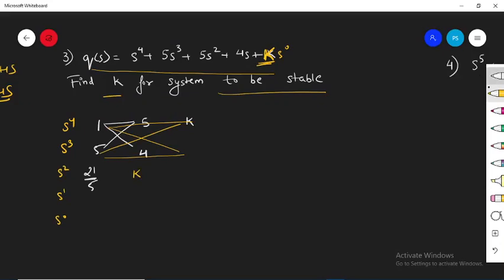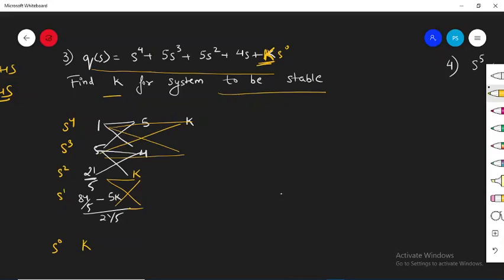Next over here, what will come? This is going to be 21 by 5 into 4, so 21 by 5 into 4 is going to be 84 by 5. Minus 5 into k, so this is minus 5 into k divided by 21 by 5. Okay, this is the term that you are getting for this row, s to the power 1, and now for s to the power 0 it will be this multiplied by this minus this into 0 divided by again this. So this value again will come out to be equal to k. Okay, so this is the Routh array. We haven't substituted any value of k, we have made the Routh array with k itself.